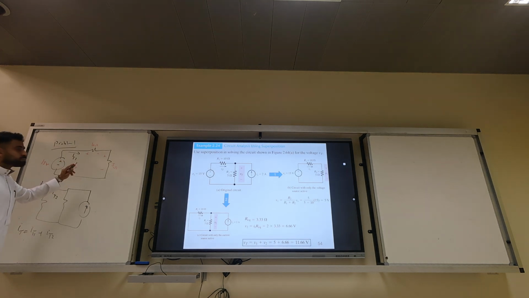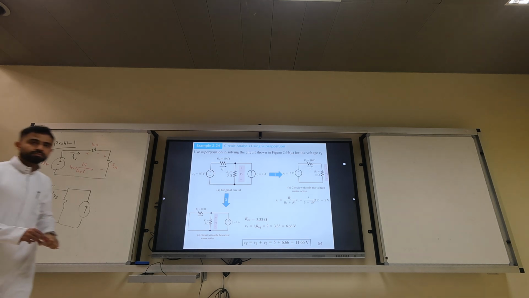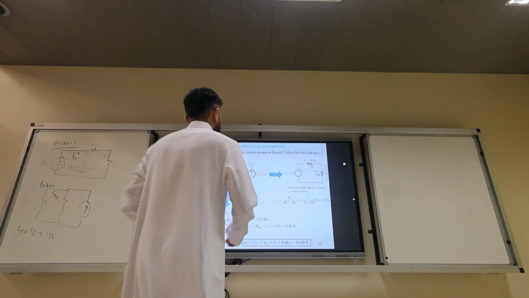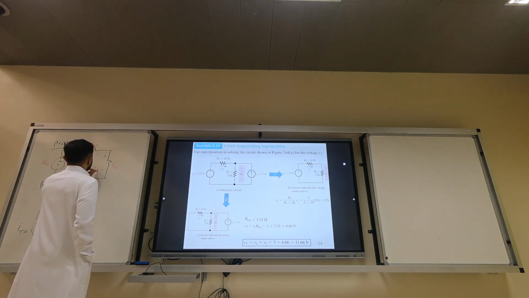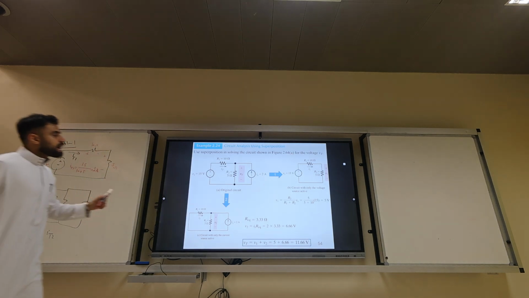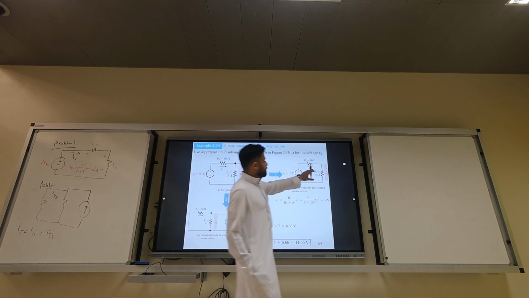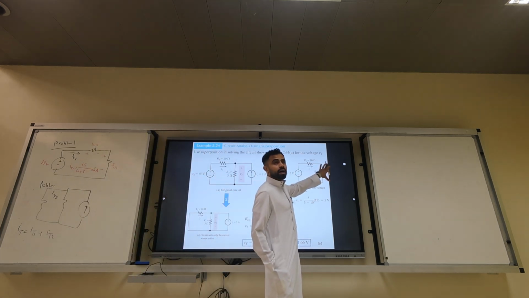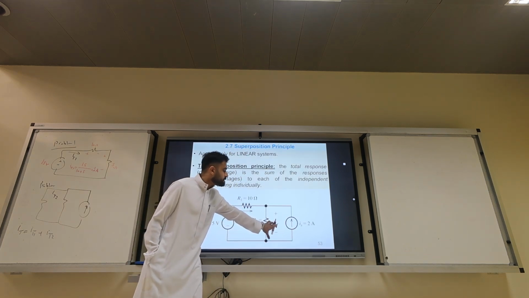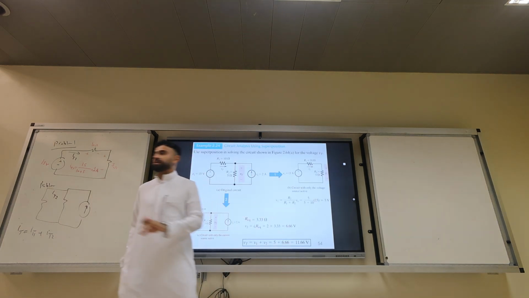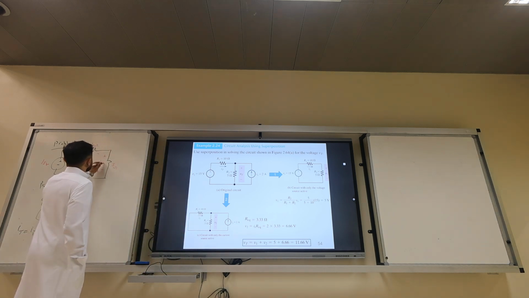Quiz 1. 15 over 10 plus 5. What's the answer? 1? Yes. 1 amp. He is asking for the voltage drop across R2 in the original problem, which is VT. So let's also calculate VT1. So we call this VT1.